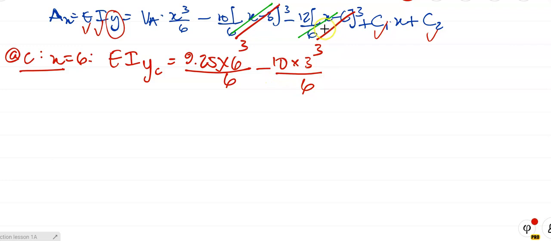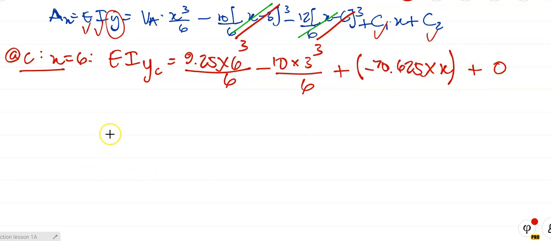That will be 0 plus C1. What's C1? C1 is minus 70.625. So it's minus 70.625 times x, which is 6. And of course, plus 0 because C2 is equal to 0.